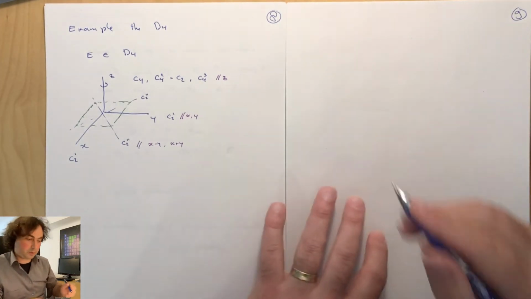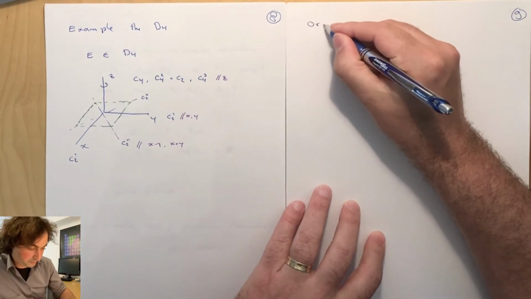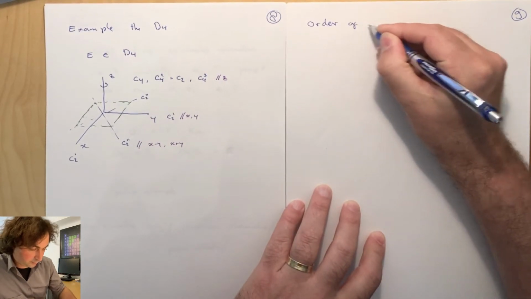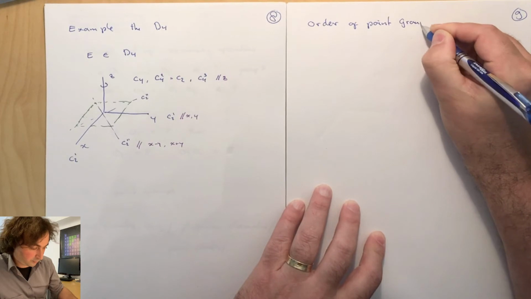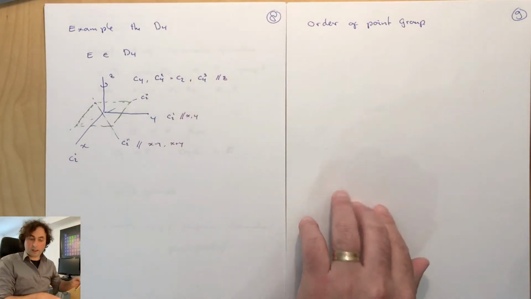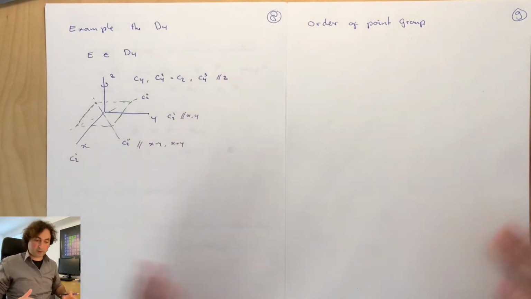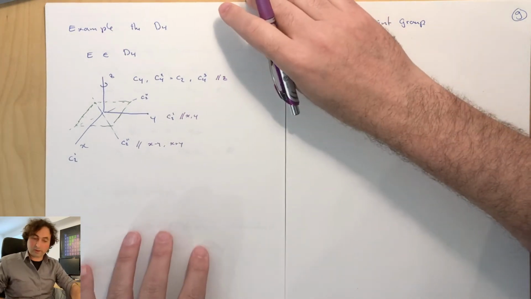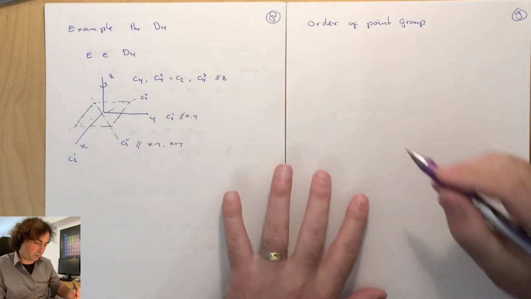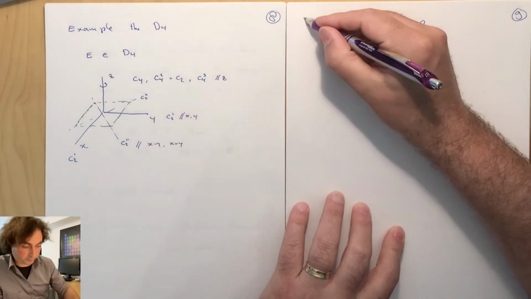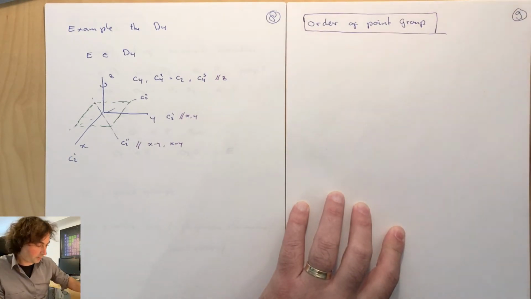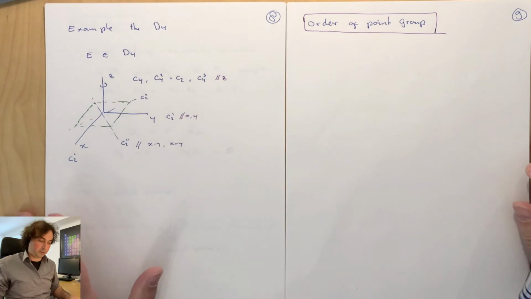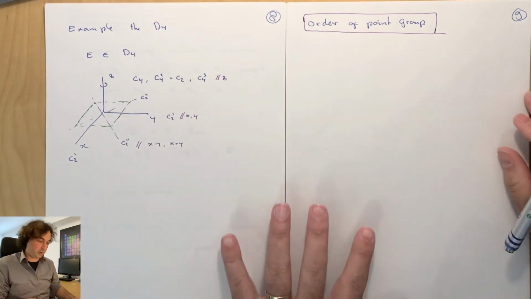Now we can talk about the order of our group. And the aim is to be able to tell how many symmetry operations I have. Is this exhaustive or not? Should I be able to find other symmetry operations in my system or not? And that is, of course, important if you want to know how many conserved quantities you have in your system.